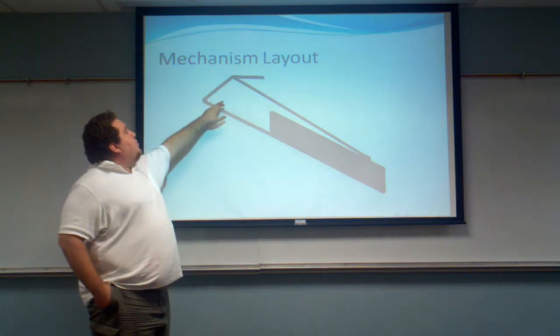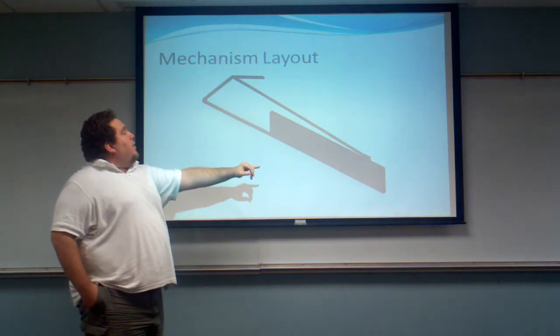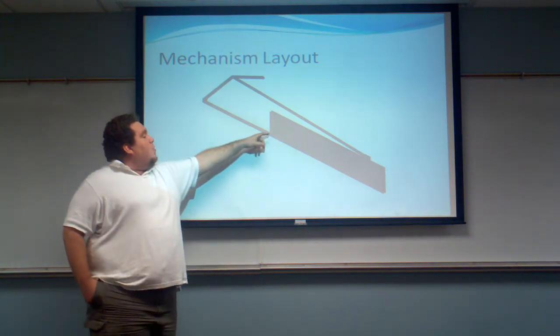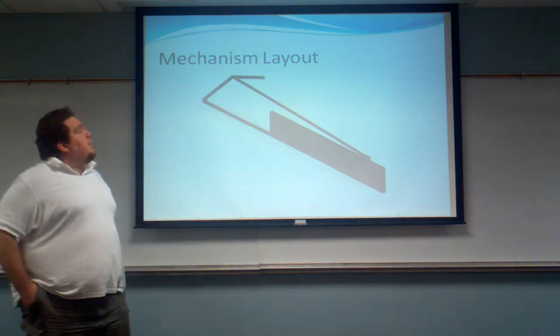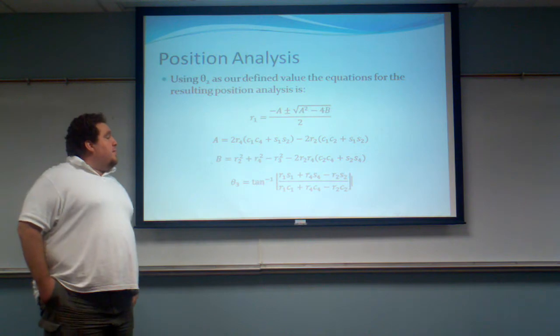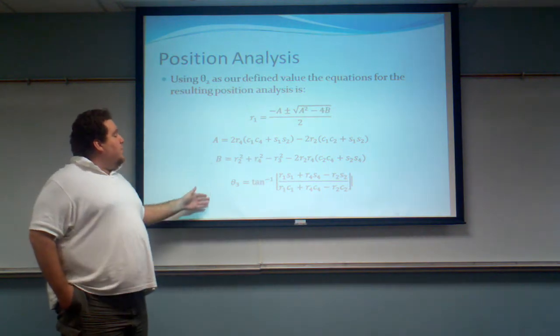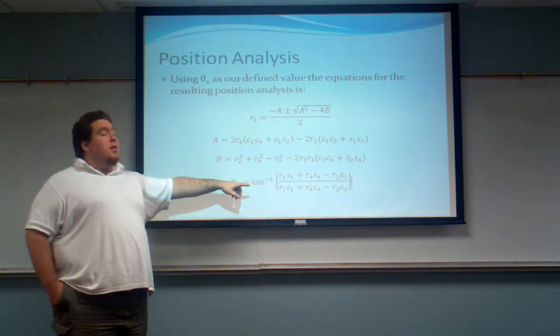This is R2, this would be R3. Your R1 would be the sliding length, and R4 would be the height. And this over here would be the QS that we added. These are the equations for the position analysis. All of these values were found using the input values of theta 2 that we had originally.